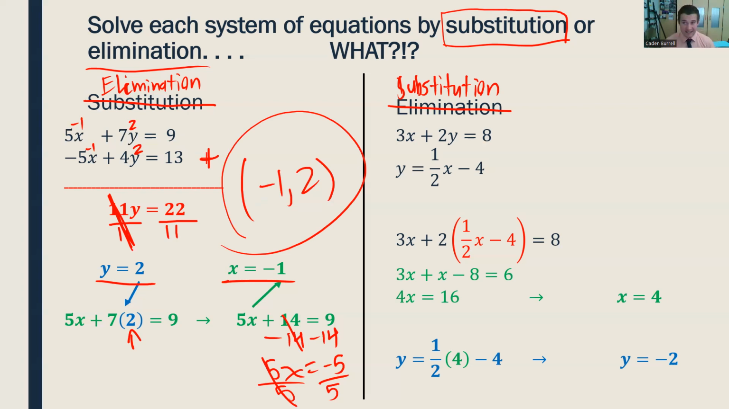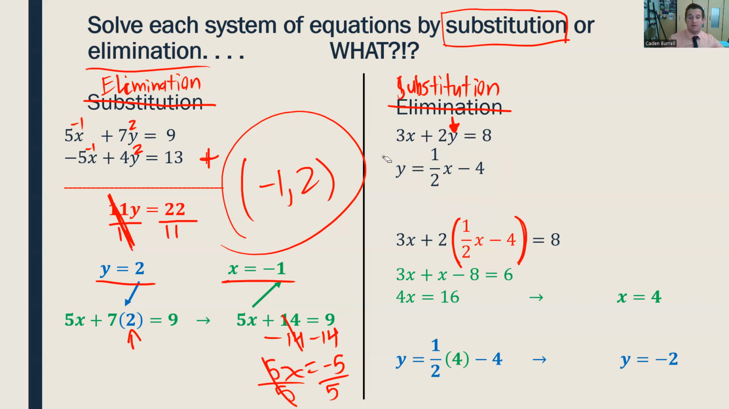When I'm solving a system of equations by substitution, I'm going to isolate a variable and plug what that variable is equal to, in its entirety, in for that corresponding variable in the other equation. Let me explain. Notice how in these two equations, I have one equation where one variable is isolated: y equals 1/2 x minus 4. Well, I can take this whole expression that's equal to y and plug it in for y in this first equation, which I've done here: 3x plus 2, and then instead of y, I wrote in parentheses 1/2 x minus 4, equals 8.